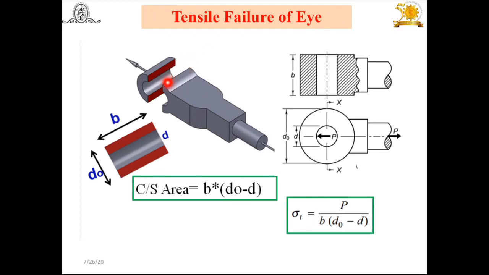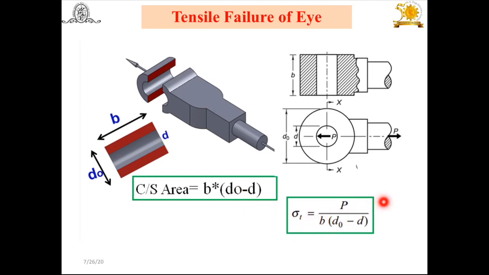If you take the cut, you will get the cross section like this. Again here the thickness of the eye is b, the outside diameter of the eye is D0, and the inside diameter, that is the diameter of the pin, is small d. So how do we find this cross-sectional area? You get D0 minus d, and multiplied by b. So the cross-sectional area is equal to b times (D0 minus d). And therefore the tensile stress induced in the eye is equal to the axial tensile force P upon this area.